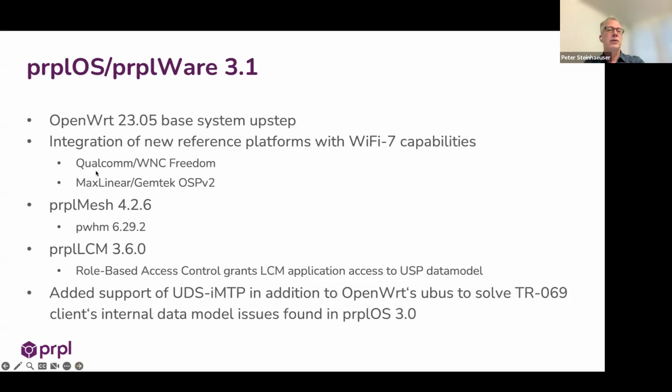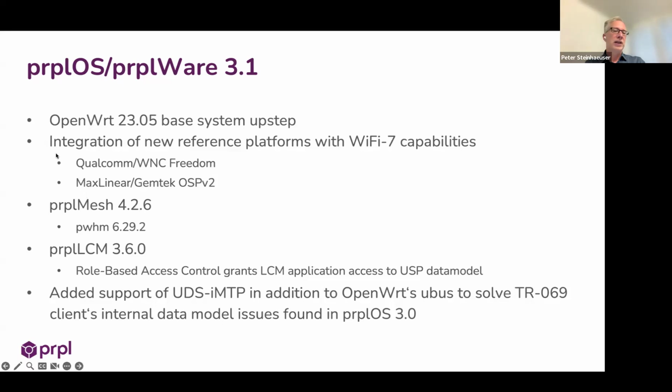And here we now have two reference platforms. One is Qualcomm-based from WNC, it's the Freedom platform. And then we have one built by Gemtek with MaxLinear chipsets, the OSP version 2. The difference between version 1 and version 2 is mainly that version 2 comes with Wi-Fi 7.